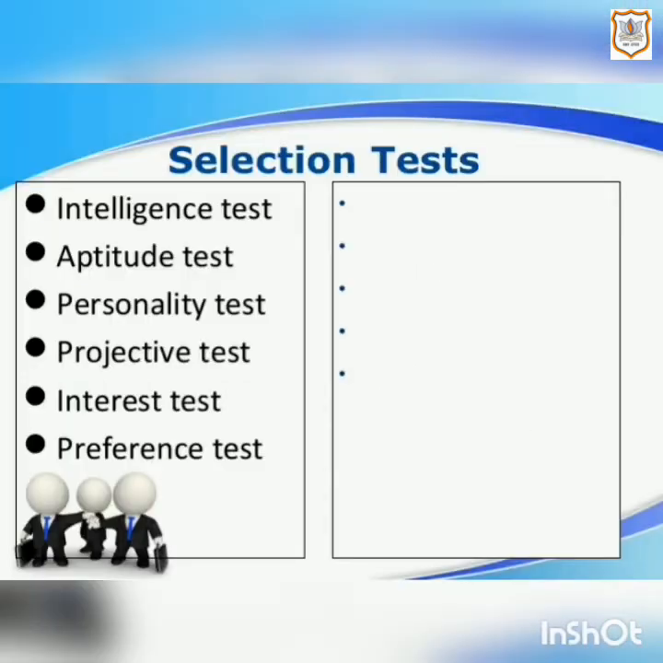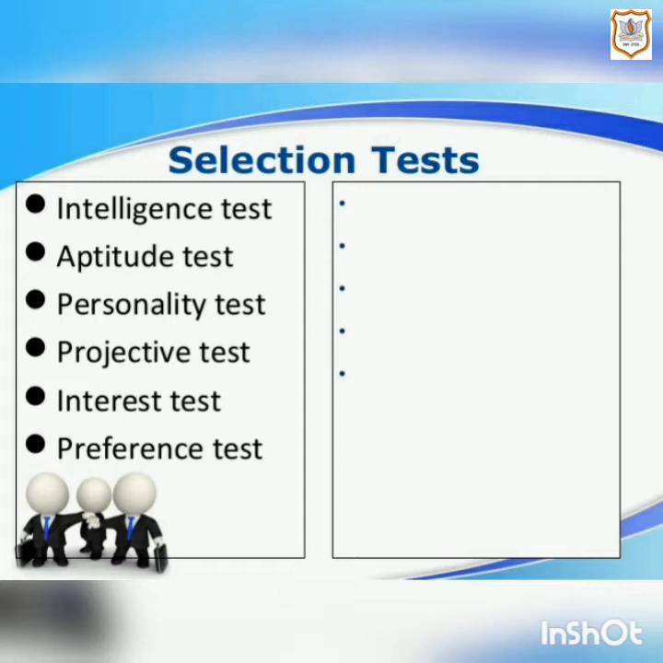So these are some necessary tests which are taken once the application is accepted. Intelligence test to know the IQ level, aptitude test to know the interest for the specific work of the candidate, then personality test to know the nature of the candidate, projective test, where a particular work is assigned, to see whether he is capable of doing that project or not, then interest test is taken to know the particular area of work in which the candidate is interested, and last, preference test is taken.